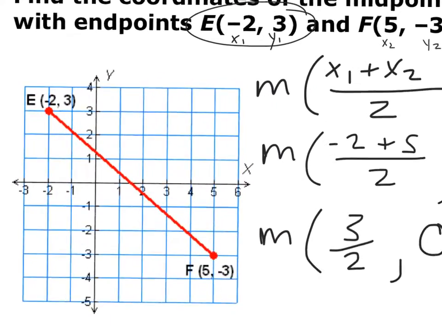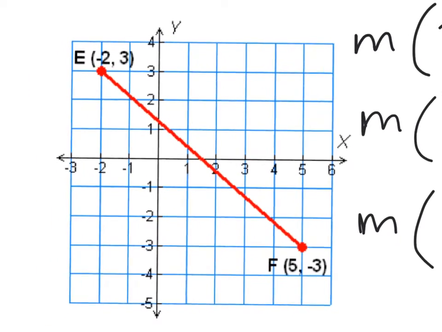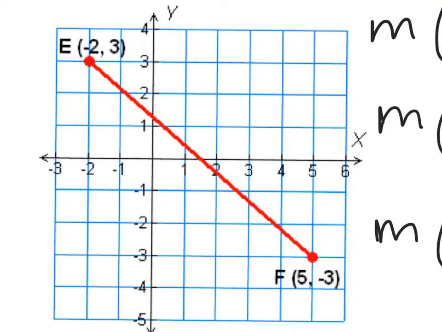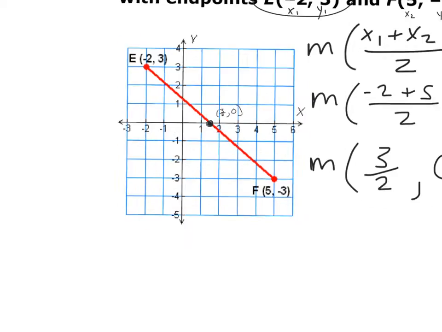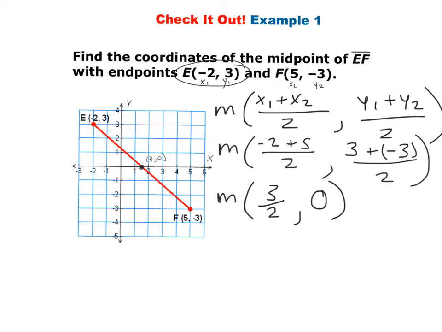So if we go over to our graph, we can plot 3 halves. So we go over 3 halves on the x-axis, and we wouldn't go up or down any because the y-coordinate is 0. So this point would be our midpoint, and it would be 3 halves, comma, 0. So our answer is just 3 halves, comma, 0.